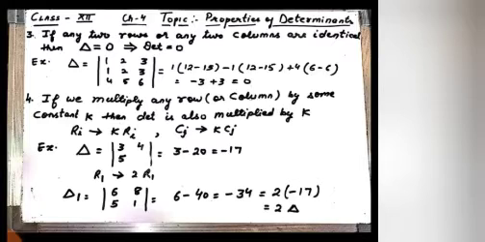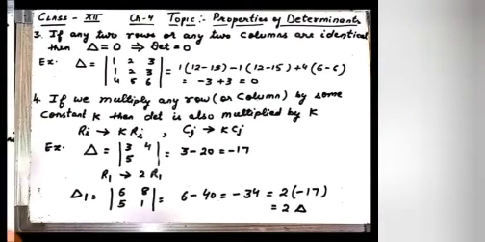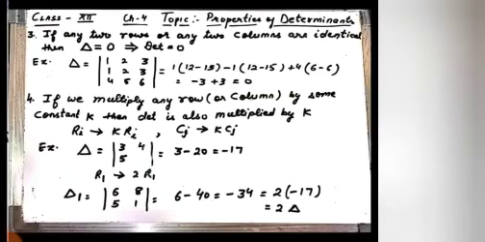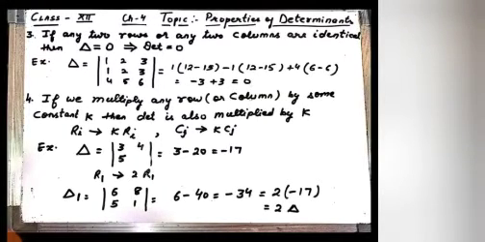Now for example, in a 2 cross 2 matrix, if we calculate the determinant, our answer is -17, and if we apply the operation R1 → 2R1, means we multiply the first row by 2 and the second row remains the same, and again if we calculate the determinant, then the answer is also multiplied by 2. So this is a very important property in our determinants, means if we want to take some factor common from any row, then we can easily take it as common.